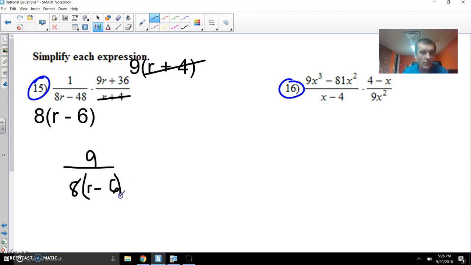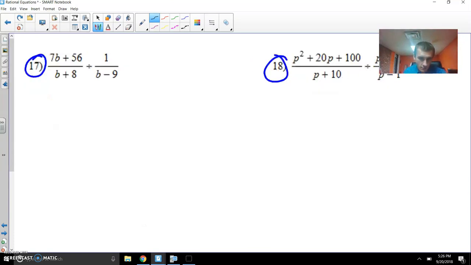It doesn't say in the problem that I have to worry about extraneous solutions, but r cannot equal 6 because that would make the denominator 0. It also cannot equal negative 4 because of this part that I canceled out right here. If I plug in negative 4 plus 4, I'd get 0 and it'd be an extraneous answer. So you can try number 16, and we'll check that one tomorrow in class.